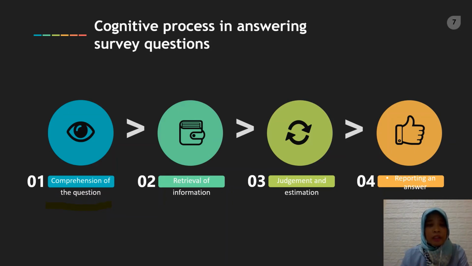So the first step in answering a question cognitively is comprehension, and then there will be the retrieval of information. After they comprehend what is actually being asked in the question, they will have to retrieve the information that is needed to answer the question, and then they will make a judgment and estimation about how long they will take to fill out the questionnaire, for example, or to respond to this question, and then they will report an answer. Here they will report an answer, and that's it.